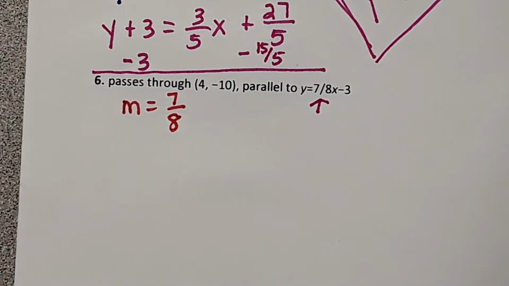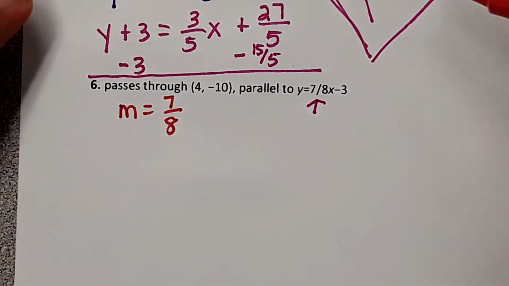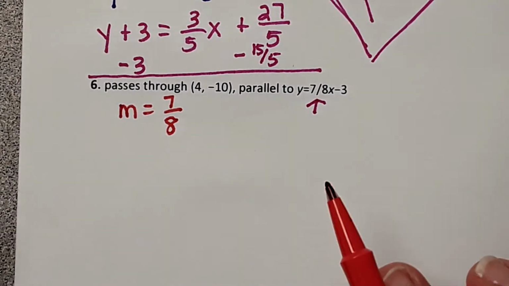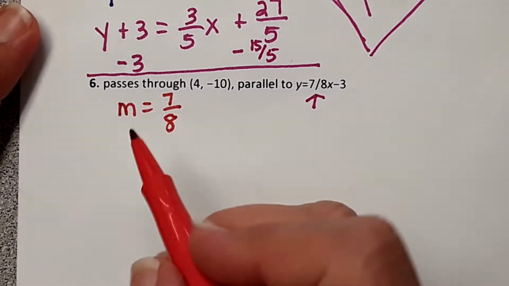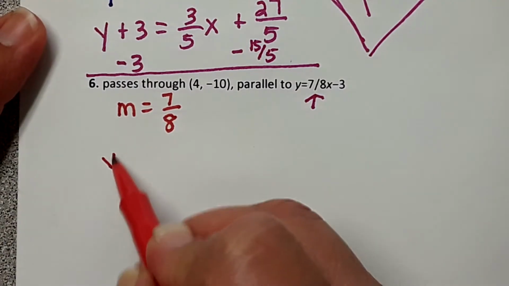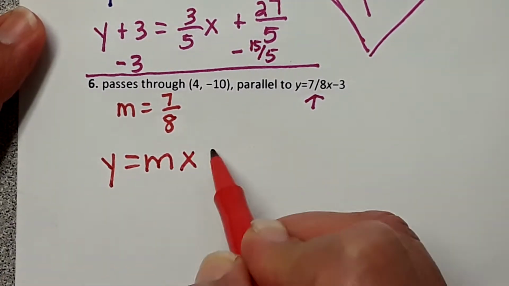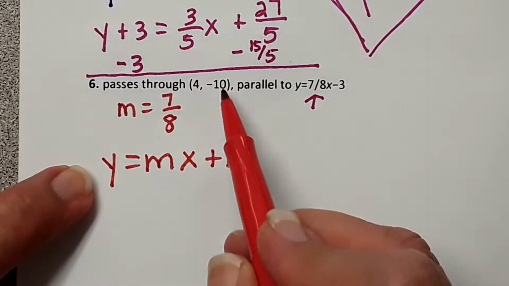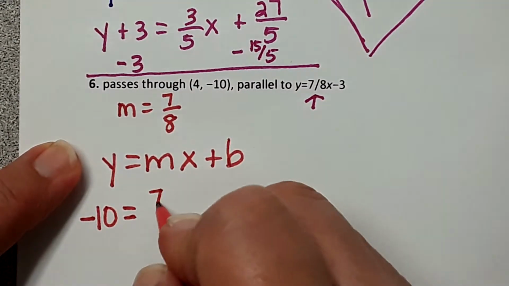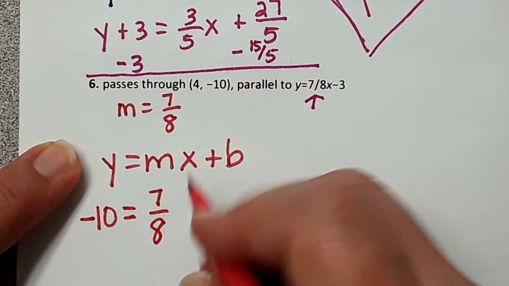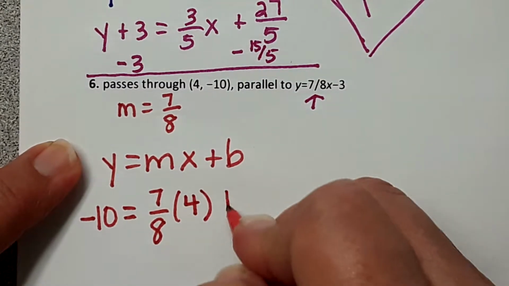So what I want to do is, up here I put it in point slope form. Down here, instead of putting in point slope form, because I know I need to put it in slope-intercept form, I'm going to automatically put it that way. So watch what I'm going to do. I'm going to put it in this form, and instead of y, I'm going to write -10. Instead of m, I'm going to write 7/8, and instead of x, I'm going to write 4 plus b.